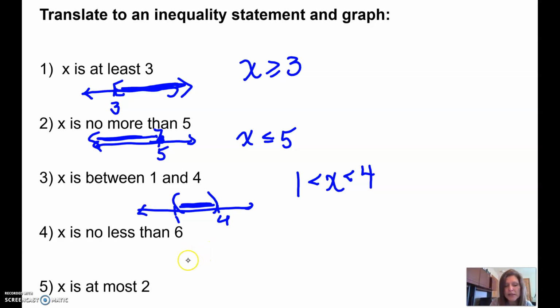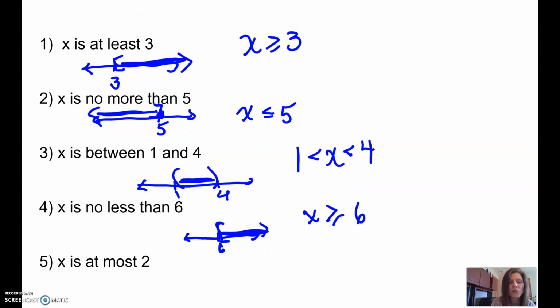Let me do the next two quickly. x is no less than 6. All right, no less than 6. So 6 is the smallest it can be. That means it actually needs to be bigger than or equal to the 6. So x would be greater than or equal to 6. And my last one here, if x is at most 2, well, here's my 2. I could be 2, right? So I can use a circle filled in if I want, but at most means I can't be any more. I have to be less than, so we'd say x is less than or equal to 2.